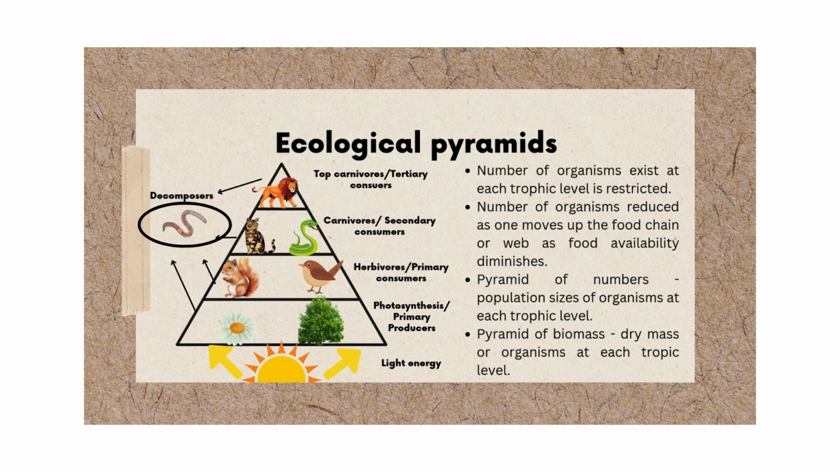As one moves up the food chain or web, food availability diminishes, resulting in fewer individuals at each level. A pyramid of numbers illustrates the population sizes of organisms at each trophic level, while a pyramid of biomass represents the dry mass of organisms at those levels. The shapes of these pyramids can vary due to differences in reproduction rates or the mass of the organisms involved.